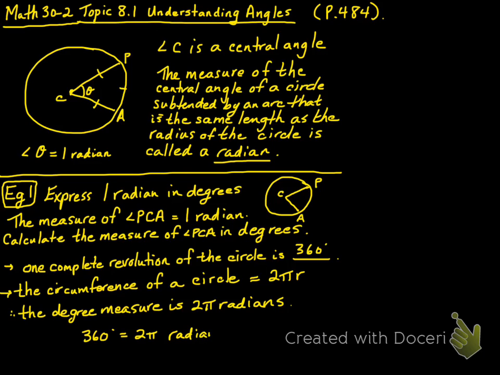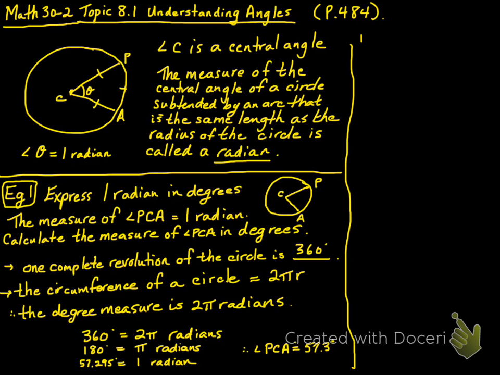Now 360 degrees is equal to 2 pi radians. All the way around the circle is going to be 2 pi radians. 180 degrees is going to be just pi radians. And 1 radian is going to be 57.295. That's exact, as close as we're going to get to 3 decimal places. For our purposes, we're going to just round that off and visualize this as a 60-degree angle.